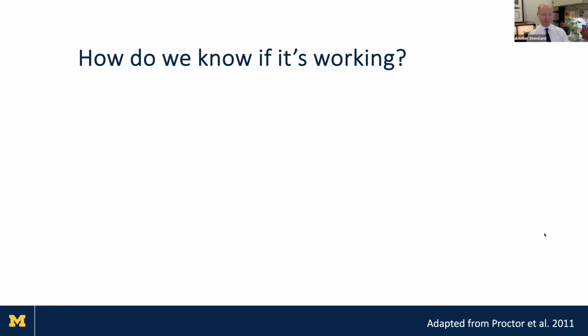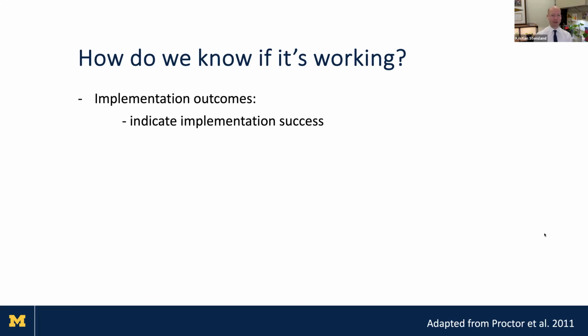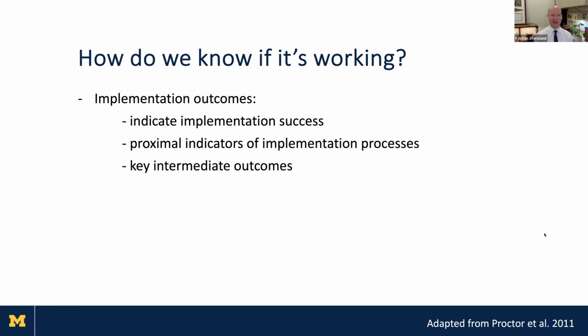And the question is, we've identified all these barriers and facilitators, but how do we know if it's working? When we try to overcome these barriers, how do we know that we're actually improving implementation? And this is where implementation outcomes come in. In the implementation science world, implementation outcomes can indicate implementation success. They can also be proximal indicators of how well implementation processes are working. But they can also be key intermediate outcomes, so they can be a necessary step as you get towards ultimate effectiveness.